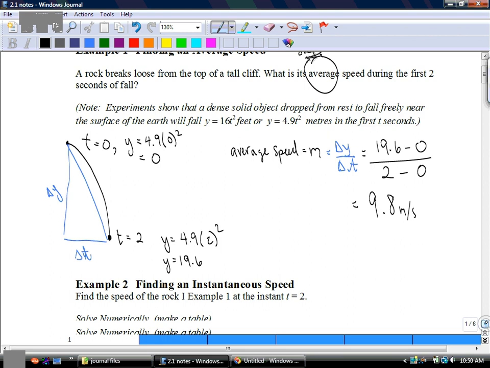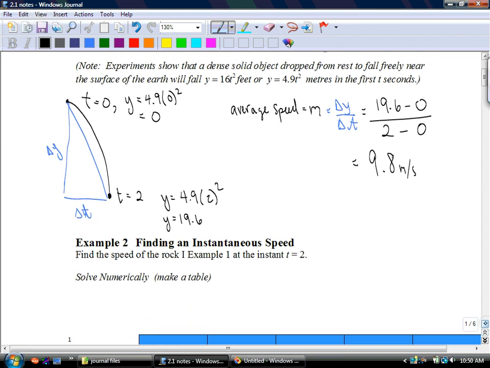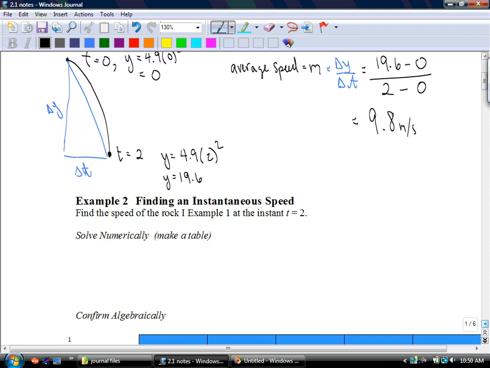Okay. Instantaneous speed. What we're going to do now, and I'm going to put a little picture over here, is take our t equals 2 seconds and our y value of 19.6. And what we're going to do is just go a little bit past t equals 2 seconds. Maybe we'll do t equals 2.1. So find the y value for that.